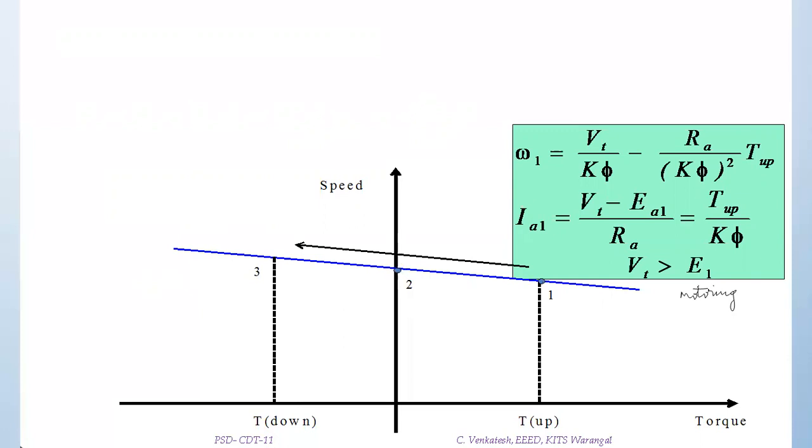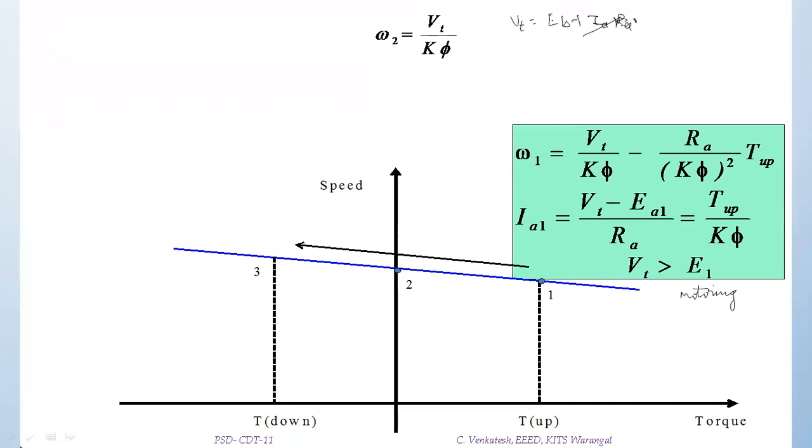Now at point 2, what is happening? The speed omega 2 is Vt by k phi, because in that case the torque is 0, Ia is 0, and hence there is no Ia into Ra drop. So EB will be equal to the voltage, therefore our EB is equal to VT. Let me tell here, VT is EB plus IA into RA. So at this point 2, torque is 0 and hence current is 0.